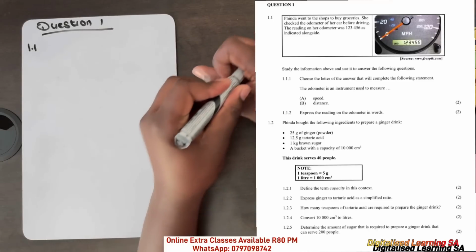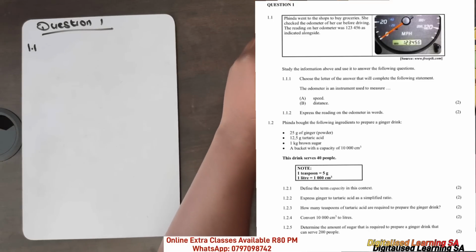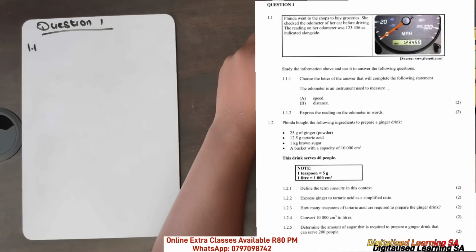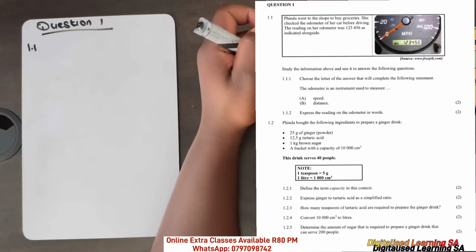In question 1.1, we are told that Pinda went to the shops to buy groceries. She checked the odometer of her car before driving. The reading on her odometer was 123,456, as indicated alongside. We are even shown the odometer on the right hand side as well. Now we are told to study the information above and use it to answer the following questions.